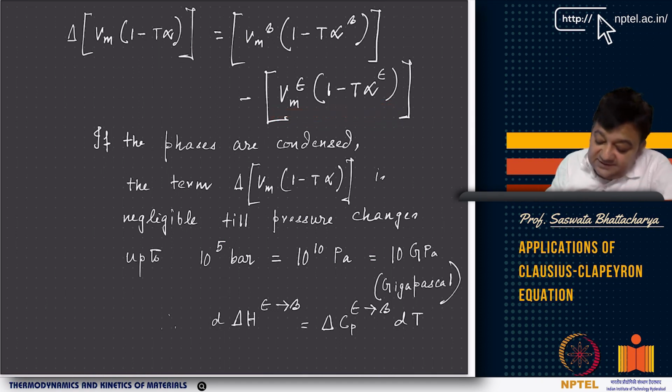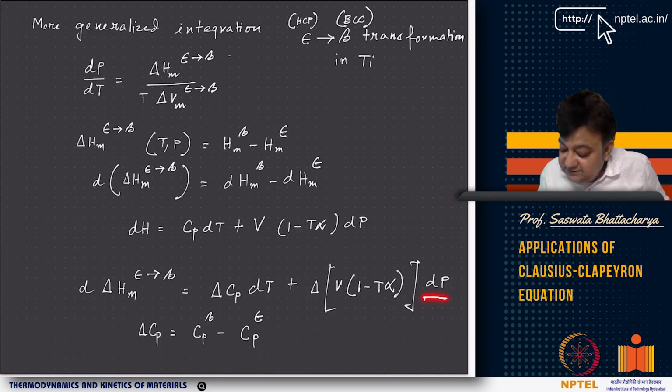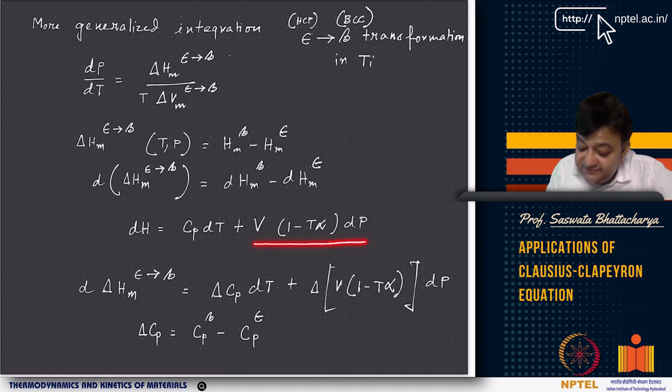For condensed phases, this term is very, very negligible, because the pressure changes up to 10 to the power 5 bar, which is like 10 GPa. So up to 10 GPa pressure, you can neglect this term. Basically, the term associated with dP can be neglected, because unless you go to something like 10 GPa, you do not have a very big influence of that. So practically, for condensed phases, dH is nothing but Cp dT.